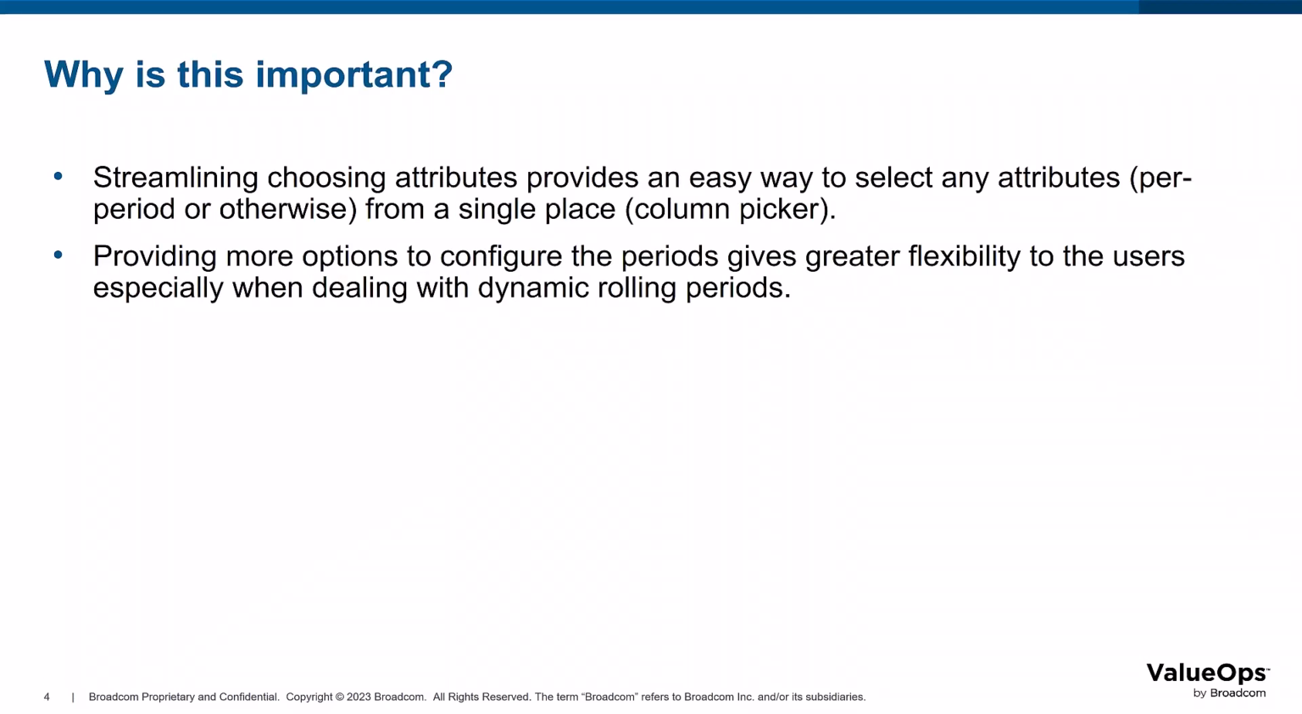And why are these improvements important? Prior to this release, user had to select per period totals from the column picker, but to see the period-wise data, they had to select from the view option settings. In this release, it has been streamlined to choose both or either of them from the same column picker. And in regards to the additional way to select the periods, it gives greater flexibility to users, especially when dealing with dynamic rolling periods.